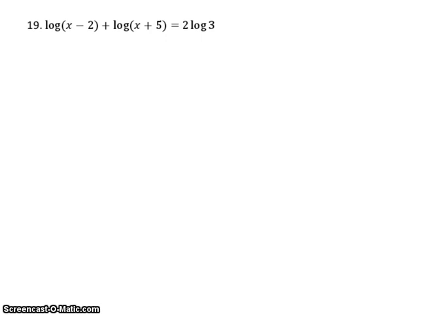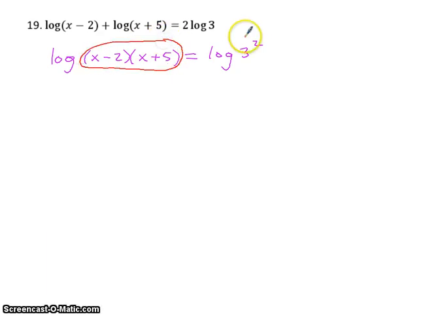Let's go ahead and use the product rule on the left and the power rule on the right and see what we get from there. Okay, so at this point, in order for this to be a true statement, whatever is right here and whatever is right here has to be equal to each other. Those two quantities have to be equal, so we can simply set them equal and solve for x. Let's go ahead and do that right now.